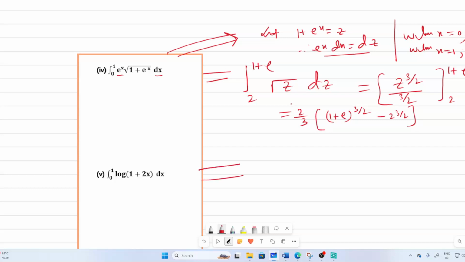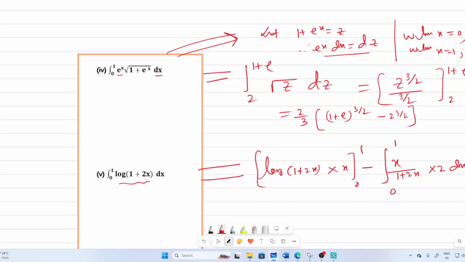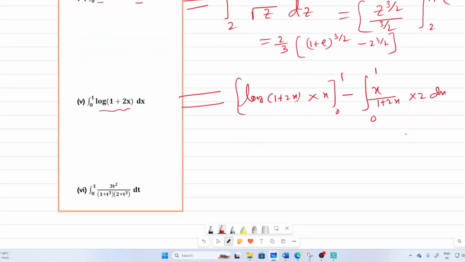This one, what to do, you go by parts. This one is the first function and dx is the second function. So log(1 plus 2x) dx integration is x log(1 plus 2x) minus integral of x by 1 plus 2x into 2 dx. Limit you never forget to put. This rule of integration you know very well. This dx taken as second function, its integration is x, here also x. Derivative of log of 1 plus 2x is 1 by 1 plus 2x into 2. Now this part is finished.